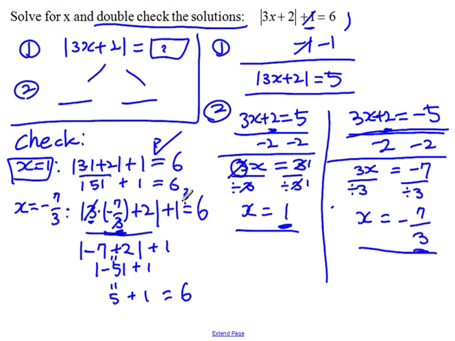So the left side is 5 plus 1, which is 6. So that means this equation is satisfied. This equation is true. So negative 7 over 3 is also the right solution. So we checked the solutions.